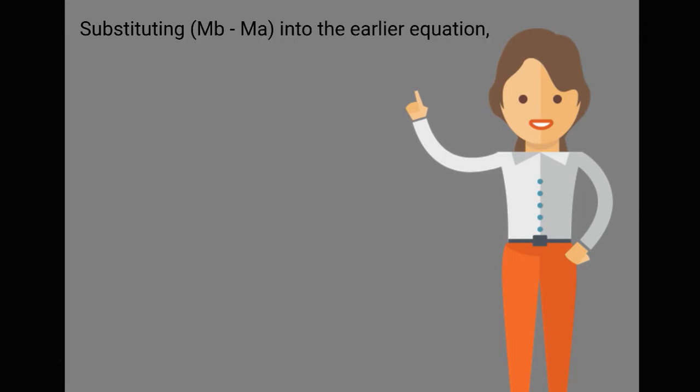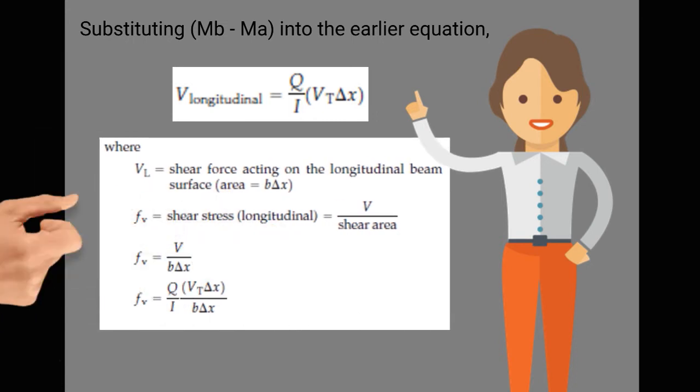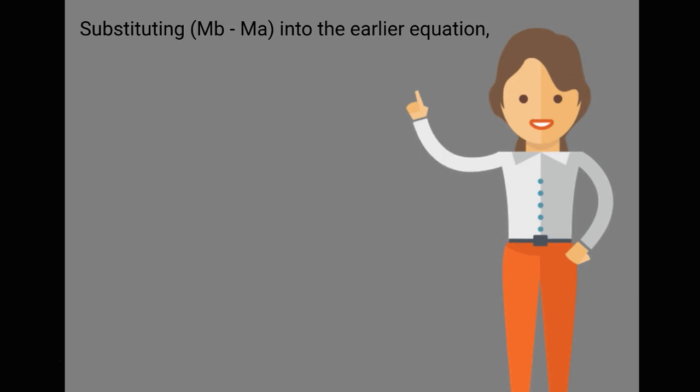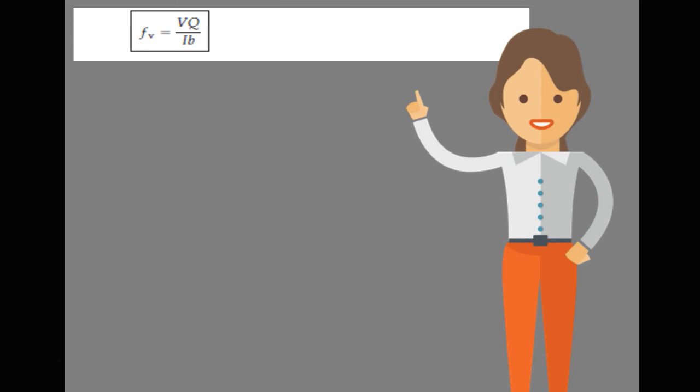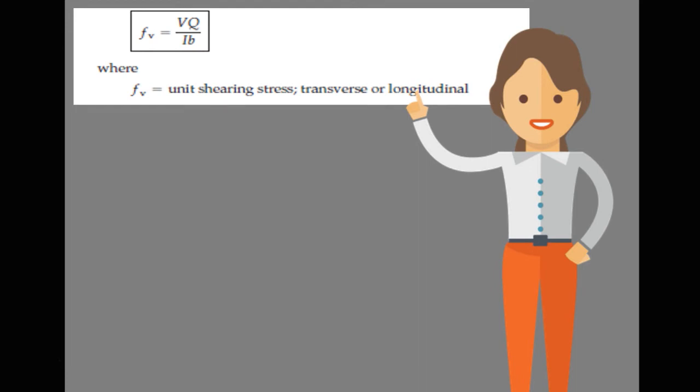Substituting MB minus MA into the earlier equation, V longitudinal is equal to Q over I times V delta X, where VL is shear force acting on the longitudinal beam surface or area is equal to b delta X. Fv, shear stress longitudinal, is equal to V over shear area. Fv is equal to V over b delta X. Fv is equal to Q times V delta X over I b delta X. Fv is equal to VQ over Ib, where Fv is equal to unit shearing stress transverse or longitudinal.